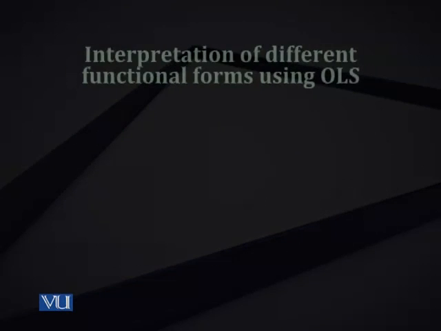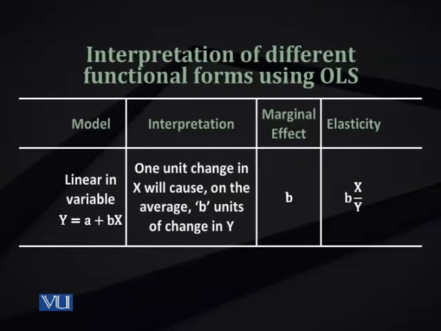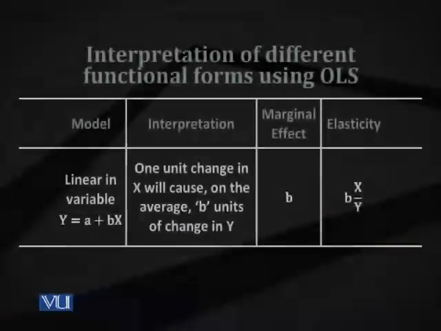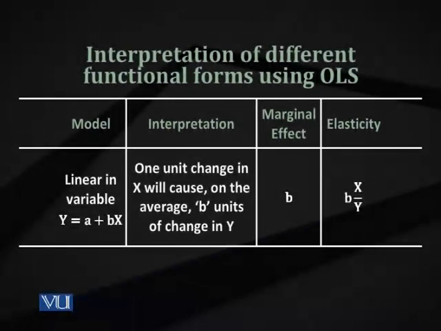Now carefully look at the table which shows different models discussed already. The first one is linear in variable. So y is equal to a plus bx is a simple linear regression equation in which you have the usual interpretation of the coefficient b. So you say the change in 1 unit of x may cause on the average b units change in the variable y. So b is called the marginal effect, as you remember, the partial derivative, the rate of change of y with respect to the variable x. We call it marginal effect.